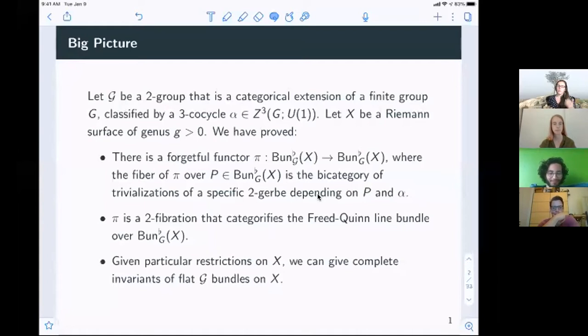And then we've also shown that given particular restrictions on X, we can give complete invariants of these flat 2-group bundles. So today I'm going to give some overviews of these things, but for most of the detail work, we're going to think about the case where X is an oriented 2-manifold. So basically you want to keep in mind a torus as your example of X throughout, which simplifies things a lot and allows us to make some algebraic constructions.